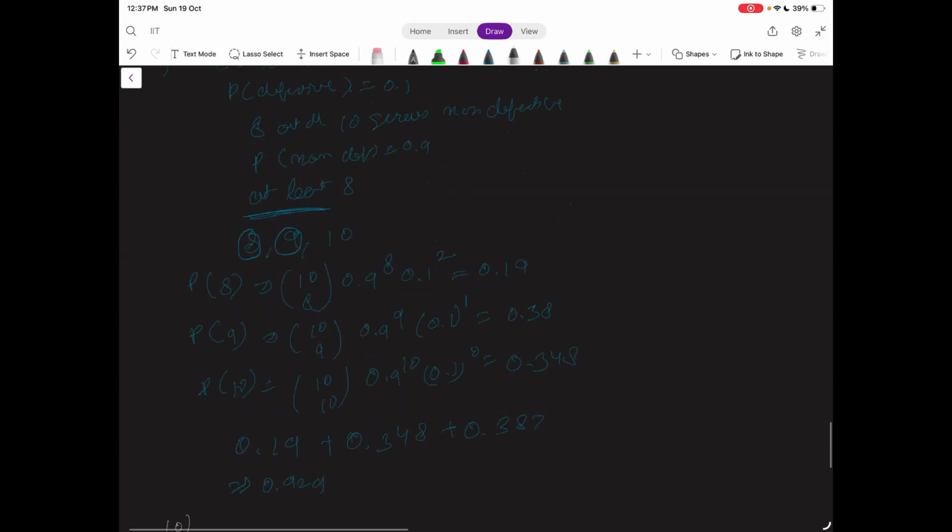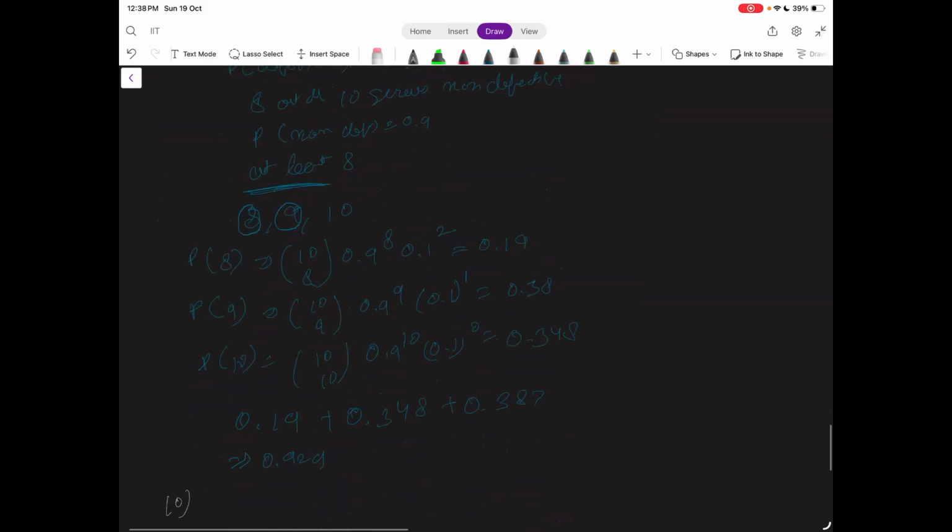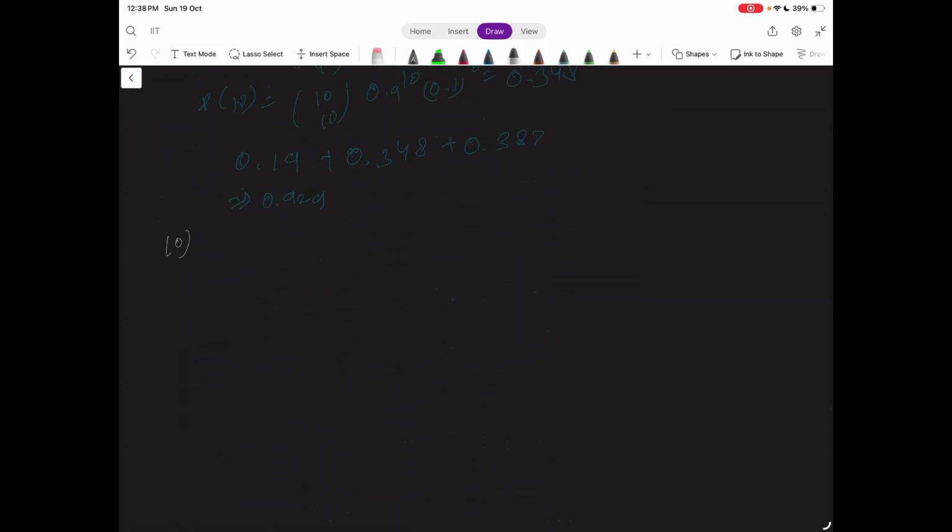Finally, we are going to solve the final leg of this exercise, which is problem number 10. In a pizza shop, 40% of the customers order medium size pizza, 50% order small, 10% order large. Of those ordering medium, 2/3 also ask to add extra toppings. Of those ordering small, 1/5 ask for extra toppings, and of those ordering large, 4/5 ask for extra toppings. Given the customer asked for extra toppings, find the conditional probability that the customer ordered a medium. They are just making it more complex.